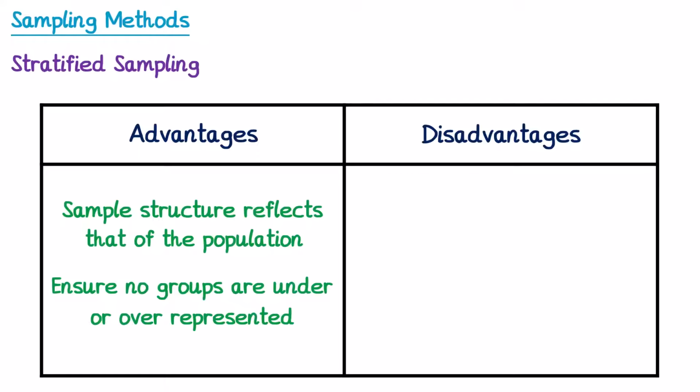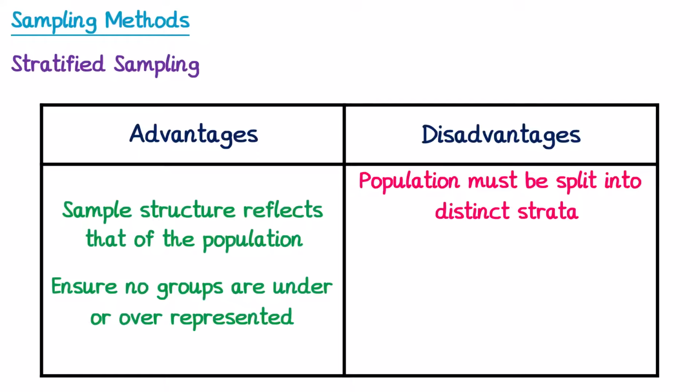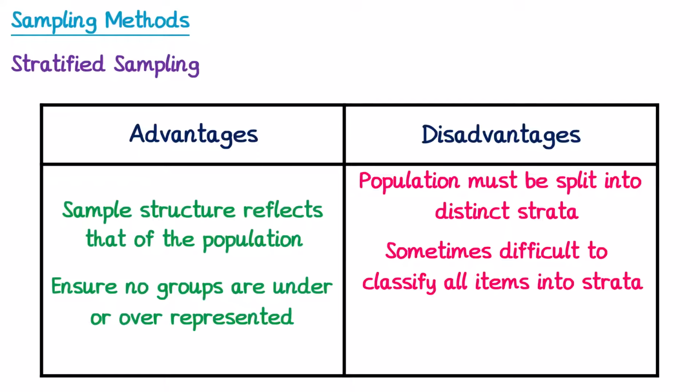The first disadvantage is that the population needs to be split into distinct groups, which we called strata. Imagine if we were sampling people based on what games console they had. Well, some people may have one games console, but some people may have two, so where would we include those people? Or imagine it was people attending a football match, and we wanted to sample them based on which team they support. Well, it's possible that some people support both of the teams, in which case the strata won't be distinct.